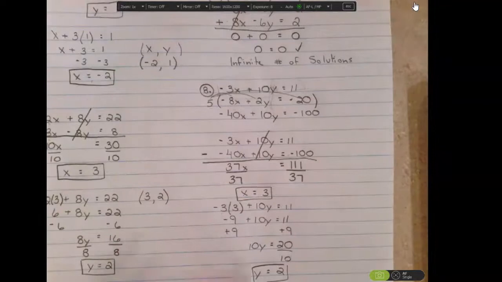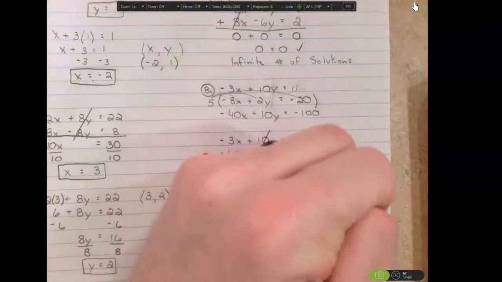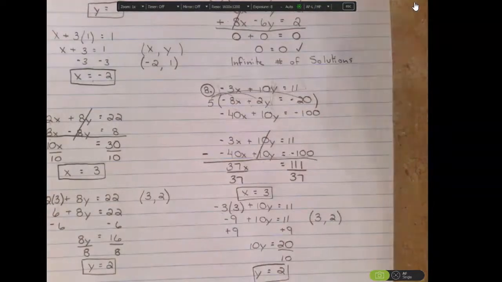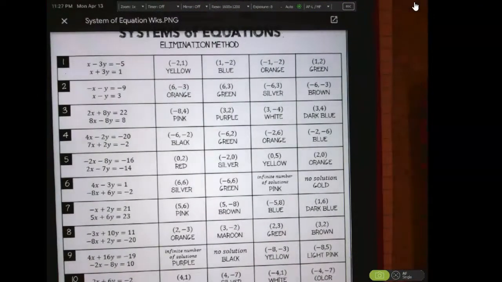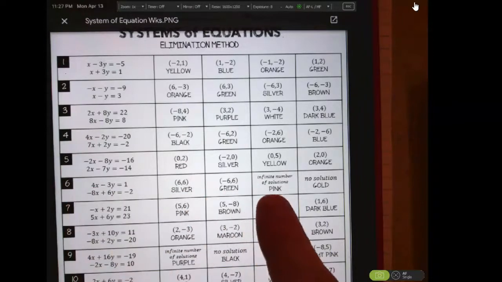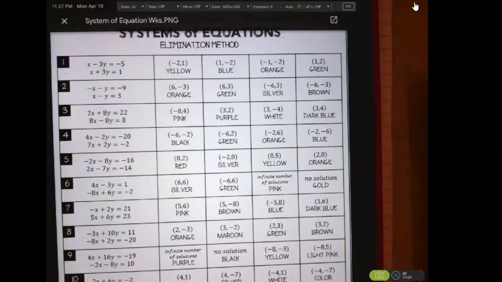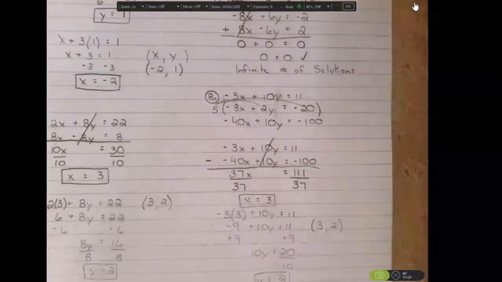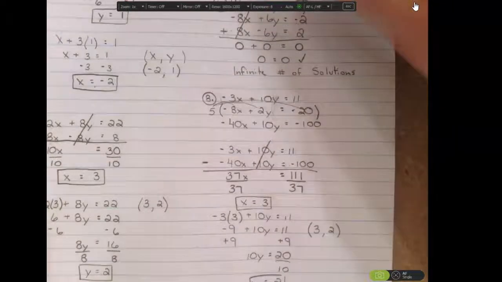So my answer for this one is going to be 3, 2. So we can look on our sheet here. Number 8. Looks like it's going to be brown. 3, 2. If you're checking yours at home, when we did number 6, it's going to line up with pink. Infinite number of solutions. Now guys, I want to do one more problem. So that means of your 14 that you had to do for homework, Mr. Garrett's done 5 of them. So that means you only had 9 problems to really kind of do on your own.